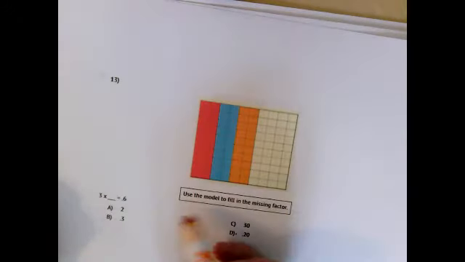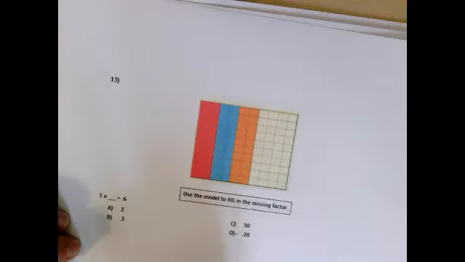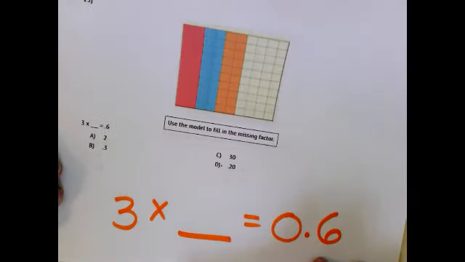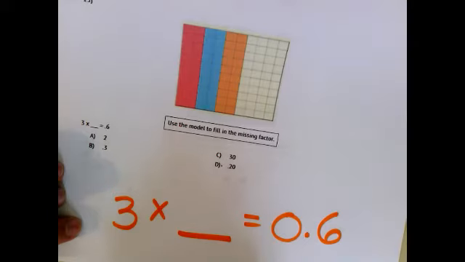All right, for the next one, they gave us a model, and then they also gave us an equation with a missing part. So here's the equation they gave us. Oops, I'm off the camera, sorry. There we go. And we have to figure out what number would make this true.